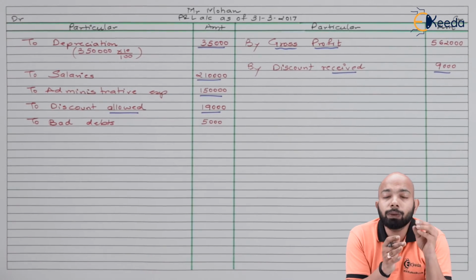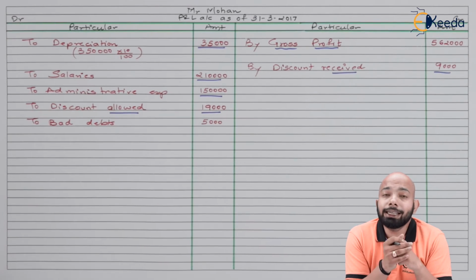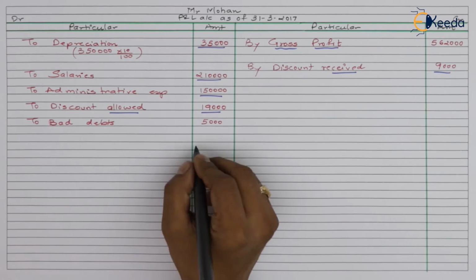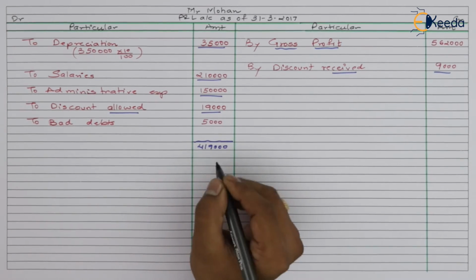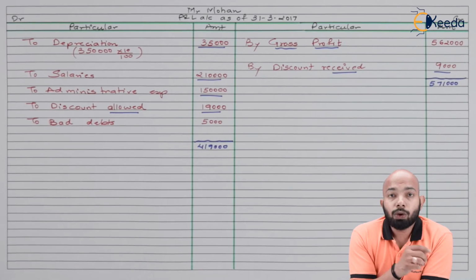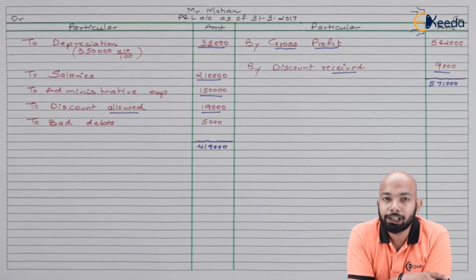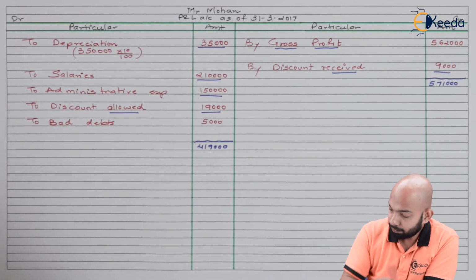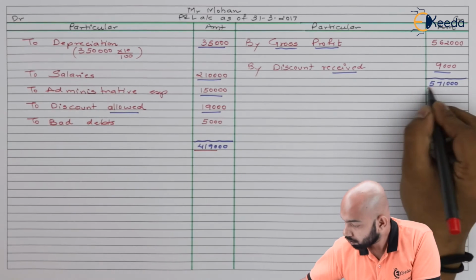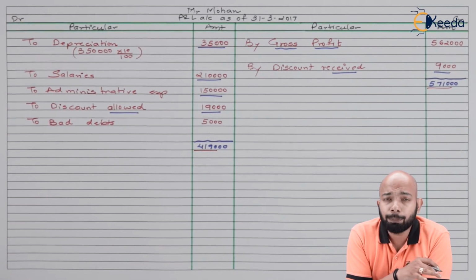We need to figure out whether we have net profit here or net loss. So for that, we'll prepare an interim tally. So as you can see, 5,71,000 is the credit side balance, whereas on the debit side, it is less than 5,71,000. 4,19,000 to be precise. That means we have a net profit situation.